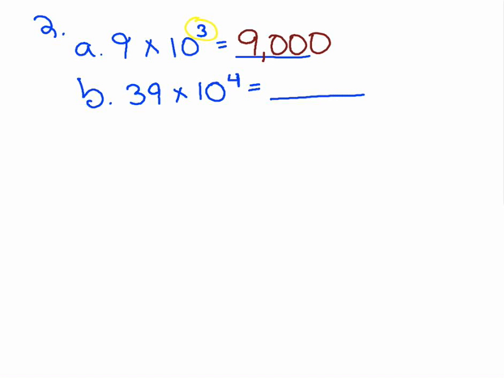Okay, on this problem, what's my main number that I'm going to write down? Okay, so in order to get there, what number did you start with? 39 times 1. Okay, so you did 39. And then how'd you know how many zeros to put behind it? By the 4 at the top of the 10. Okay, so you look at, 4 zeros after the 39.